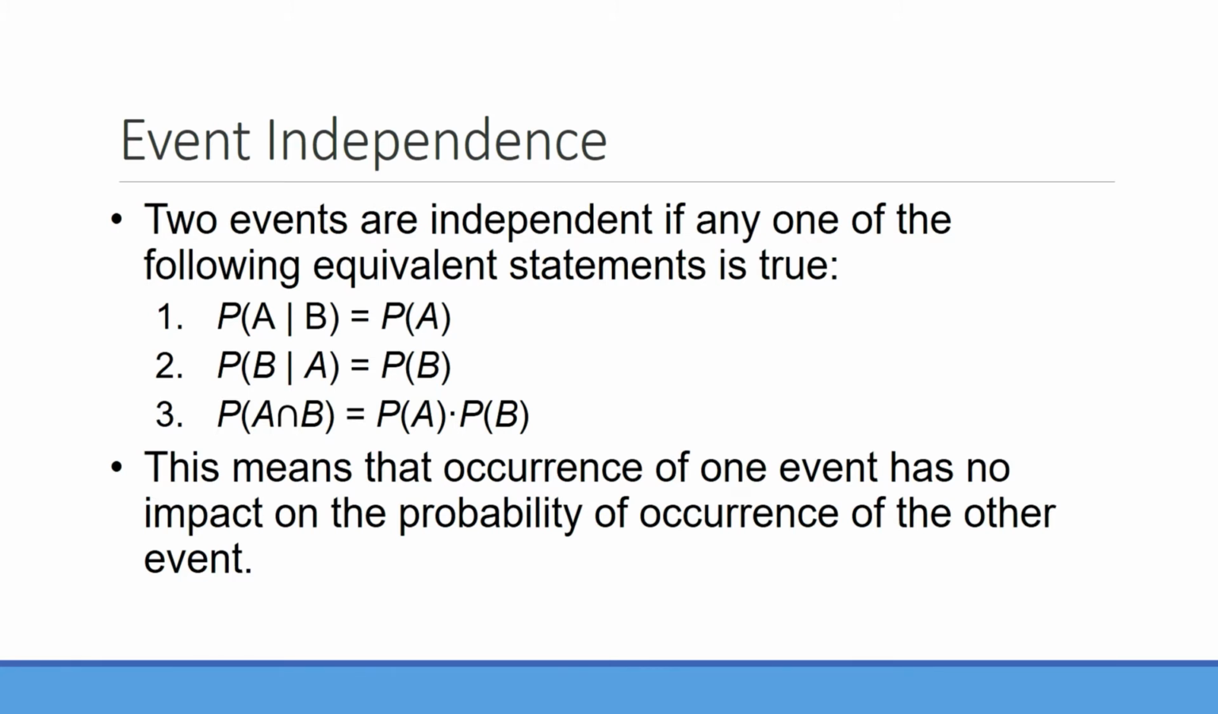Or number three, the probability of A intersection B is equal to the probability of A times the probability of B. And again, all three of those are pointing in the same direction, and they really are equivalent statements.